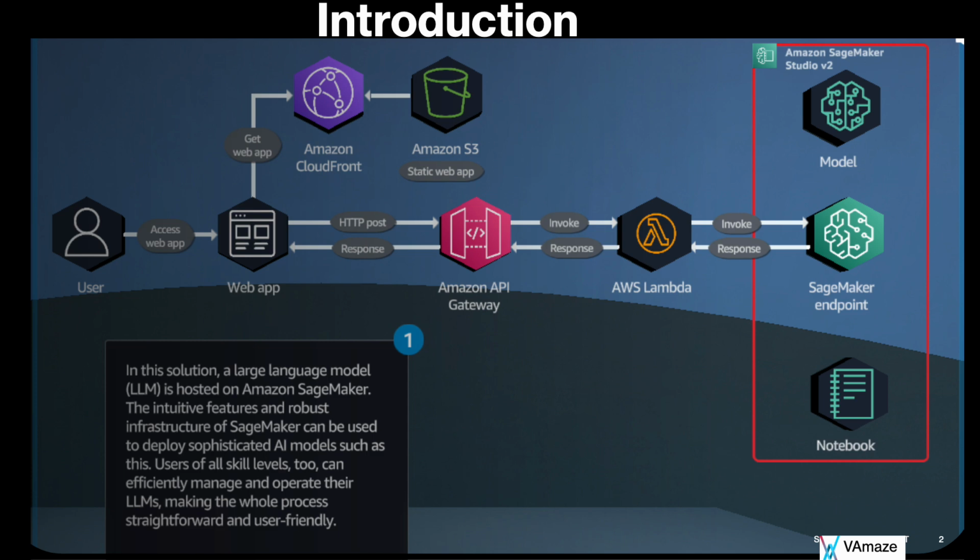To update the large language model, simply deploy a new model to the SageMaker endpoint. The entire process is managed efficiently using Amazon SageMaker Studio, ensuring quick updates and robust performance.